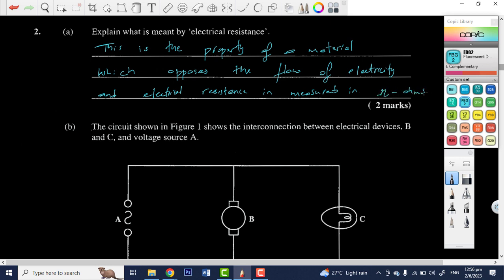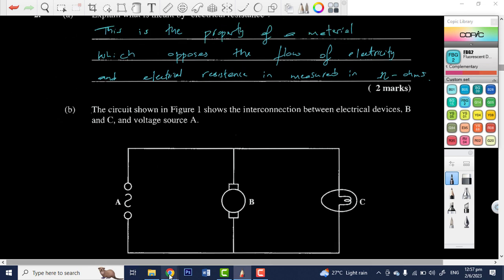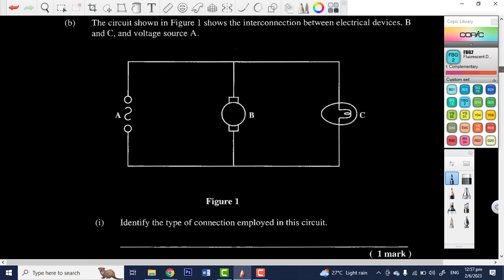And we could add to this that electrical resistance is measured in ohms, which is OHMS. That's the symbol for it. So on the exam, you want to express yourself to the examiner, let them know that you know what you're talking about and you know how to express it clearly. So that's that. Do we have that so far?